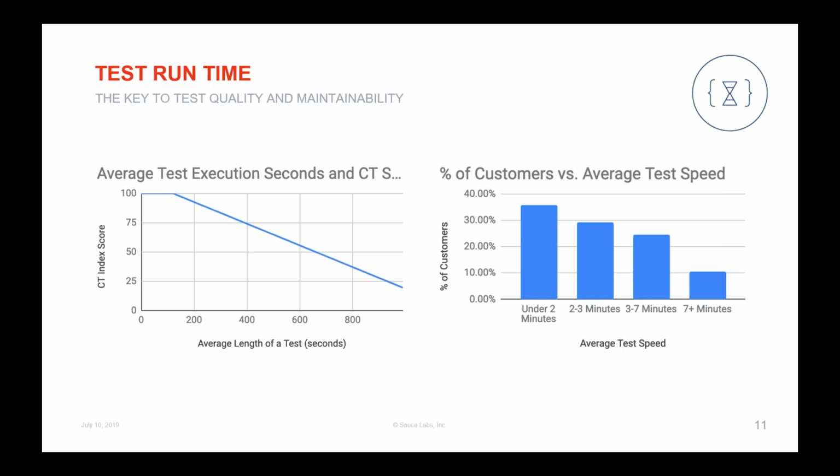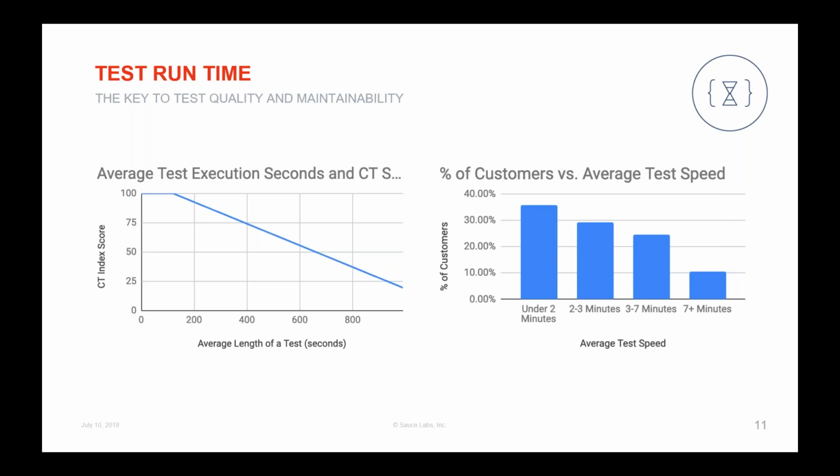So test runtime. This is basically looking at from when the test starts to when it finishes, how long does that take? And this excludes the spin up time for the virtual machine or device that the test is running on. This is really about how long the test takes to execute. And the benchmark for excellence here to get a 100 score is 2 minutes or less. And we have a sliding scale all the way down to 0 if your test takes 10, 20 minutes to run.